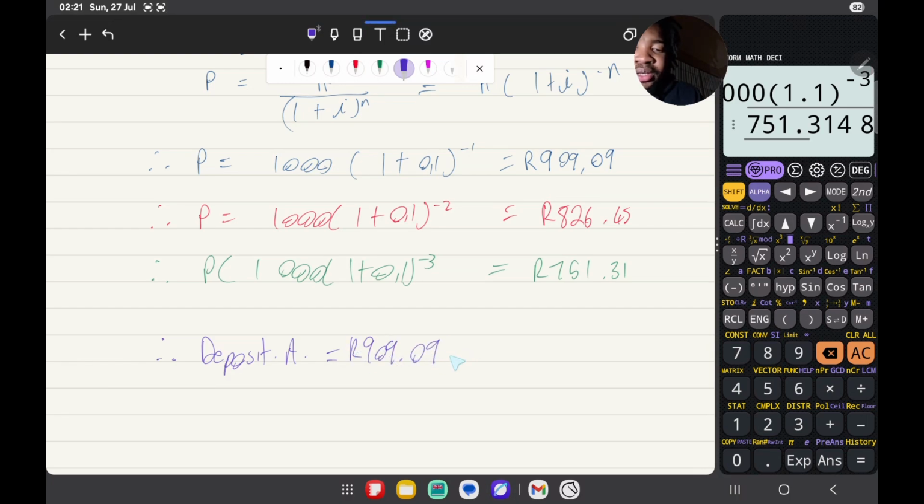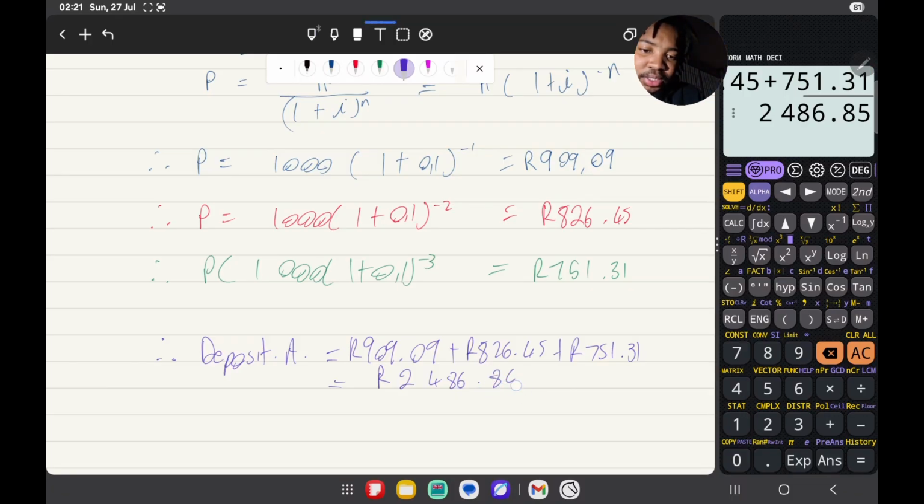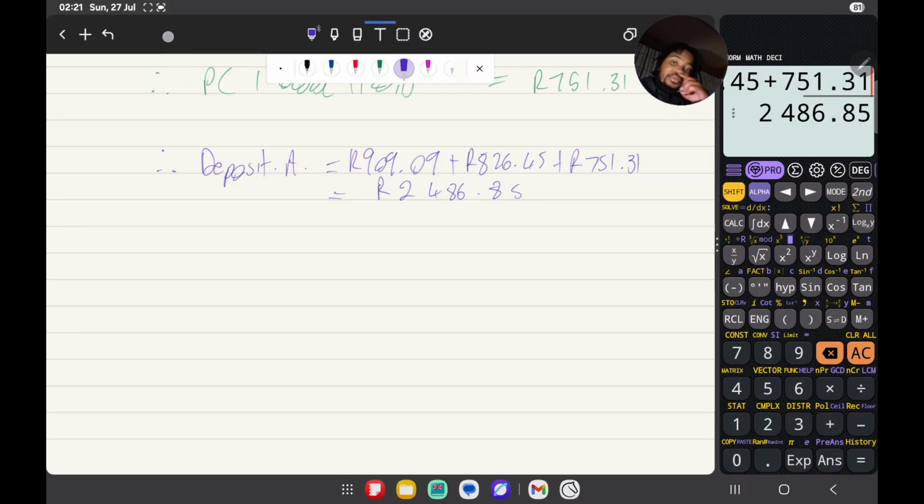Deposit amount. It's just gonna be 909.09 rand plus 826.45 plus 751.31. Cool. So therefore the total amount that I must invest right now is 2,486 rand and 85 cents. So this is the amount of money that I must invest right now.